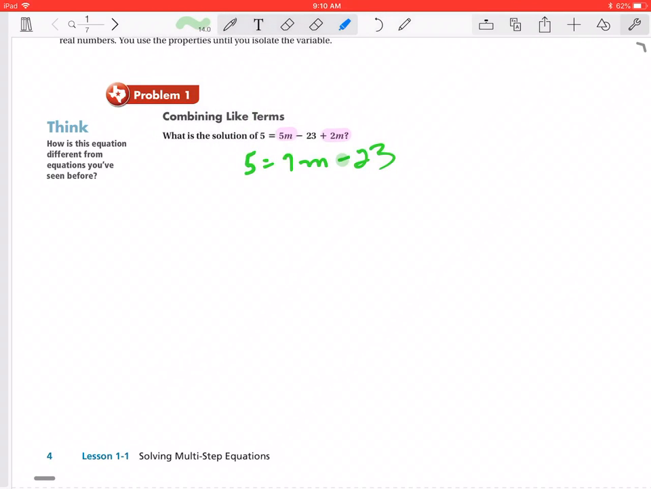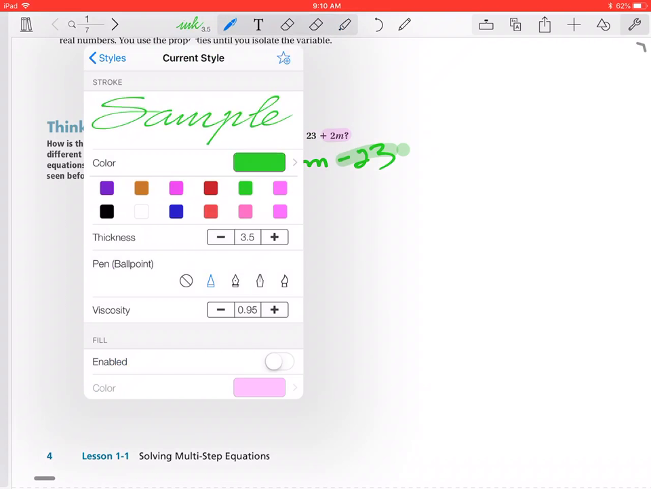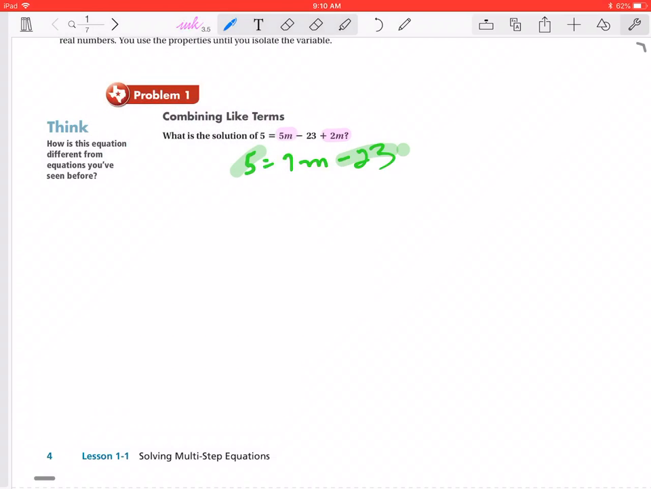Now, I have more like terms. I have negative 23 and 5. However, I have my equal sign, and because I have that equal sign, I can't just perform the operation. I have to use the inverse operation under addition, because what gets added to negative 23 to make it equal 0? I have to add a positive 23. The properties of equality say that I have to add it to both sides. If I've added it to the right side, I now have to add it to the left side. That's 23, this becomes a 0 pair. 23 plus 5 will give us 28. So 28 equals 7m.